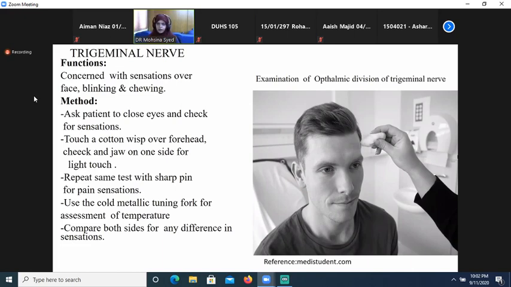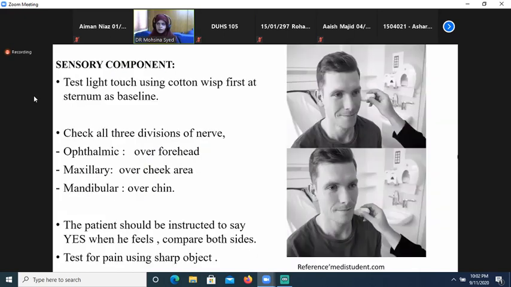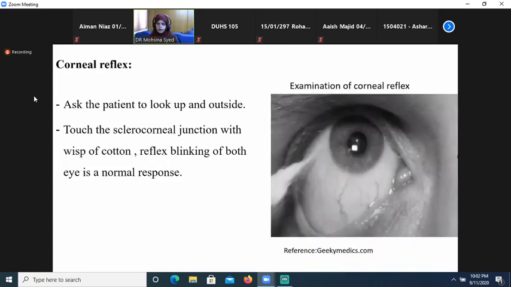Now the corneal reflex. Now corneal reflex is a painful procedure. Whenever you proceed to the corneal reflex, you take permission from the patient and you explain the procedure to the patient. Now you ask the patient to look up and outside like this, and then you touch the sclerocorneal junction here with a wisp of cotton. There should be reflex blinking of both eyes. This is a normal corneal reflex. So you check for the blinking of both eyes simultaneously once the sclerocorneal junction is touched.